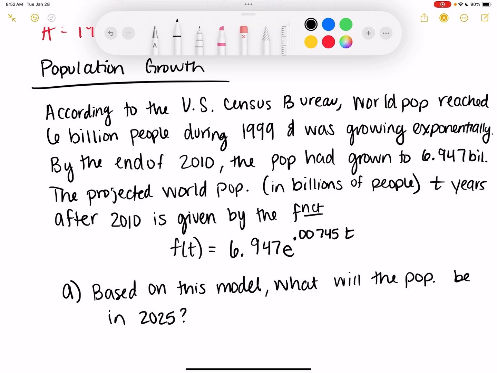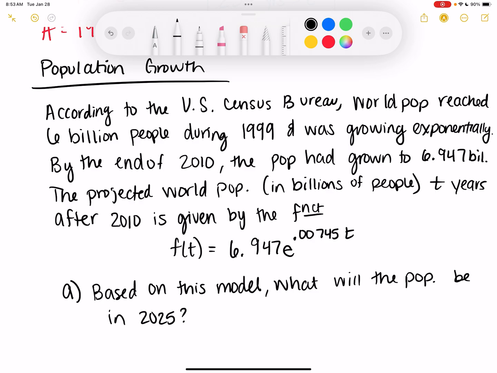All right, so essentially, the first chunk of this information about the population during 1999 is not really useful to us for this particular problem, because they then go to 2010, tell us that population, and then give us a formula based on 2010. So really not super useful for us to have the stuff about 1999. More just informational.